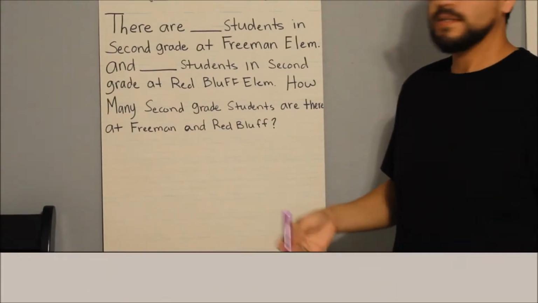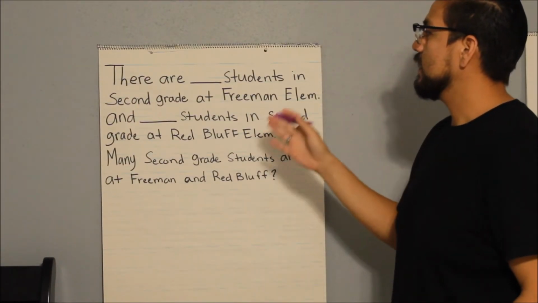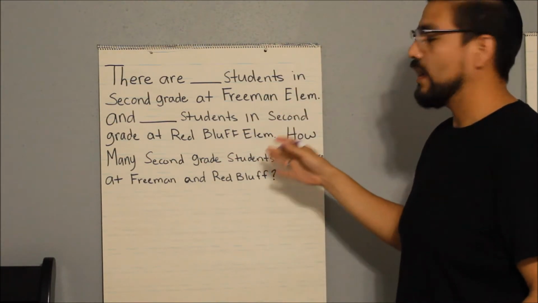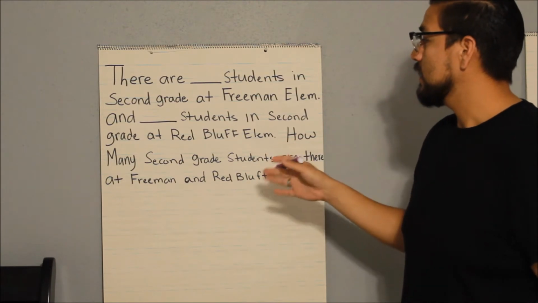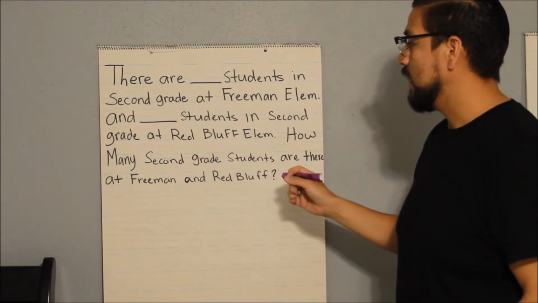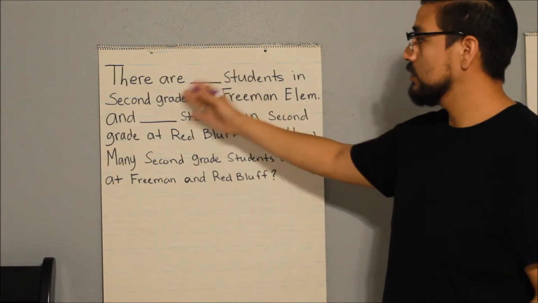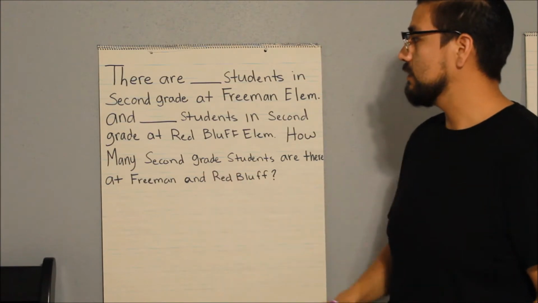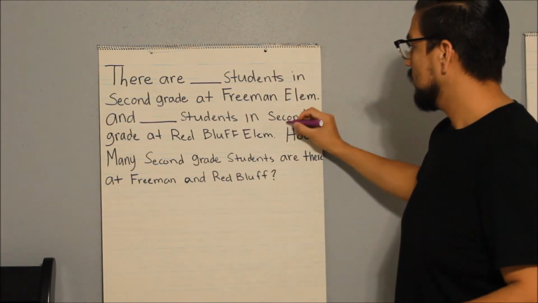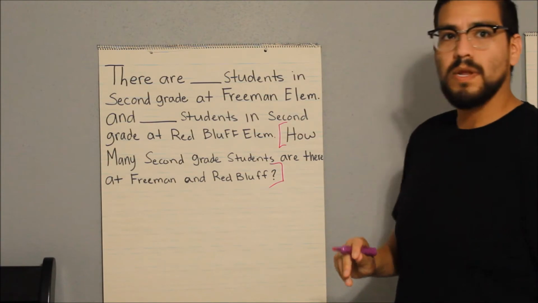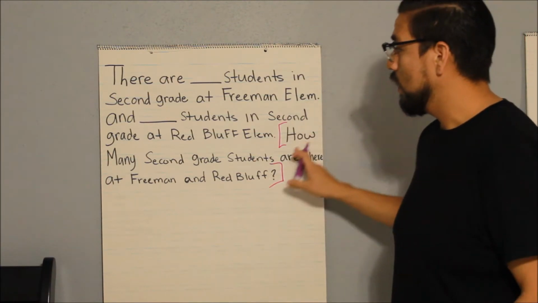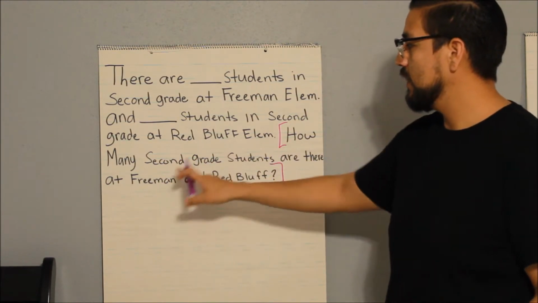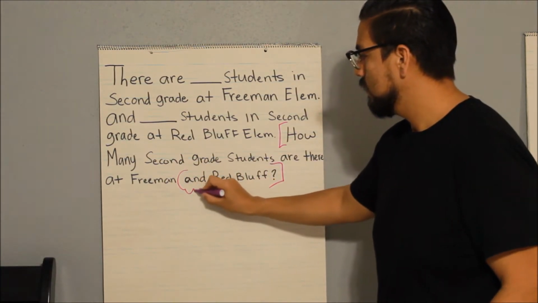The problem is, there are blank students in 2nd grade at Freeman Elementary and blank students in 2nd grade at Red Bluff Elementary. How many 2nd grade students are there at Freeman and Red Bluff? You notice there are no numbers, so we're not focusing on the numbers, we're focusing on the problem itself. I really want to make sure that we're looking at the question and focusing on what it's asking us. What is it asking us? How many 2nd grade students are there at Freeman and Red Bluff?